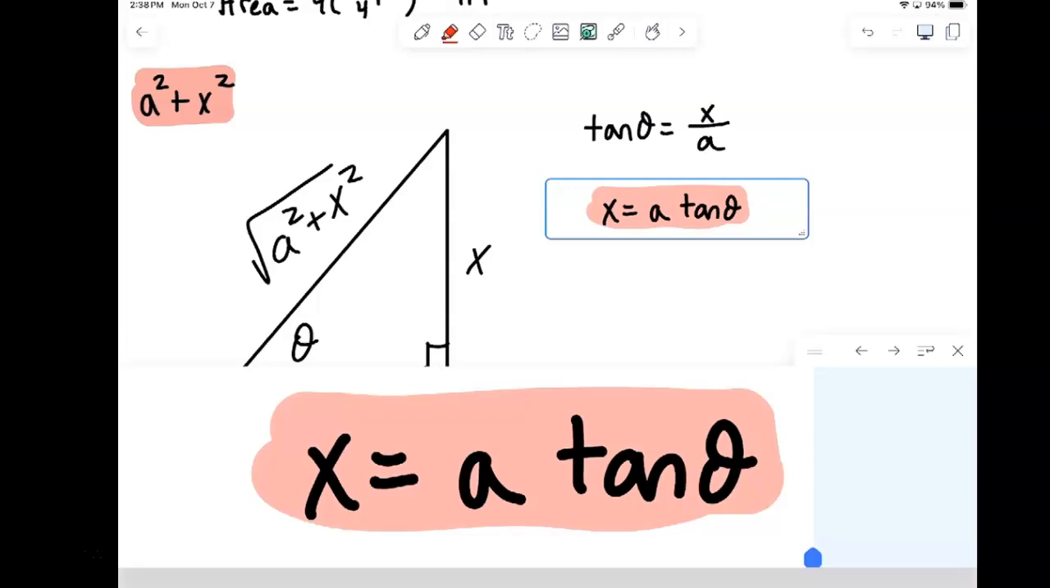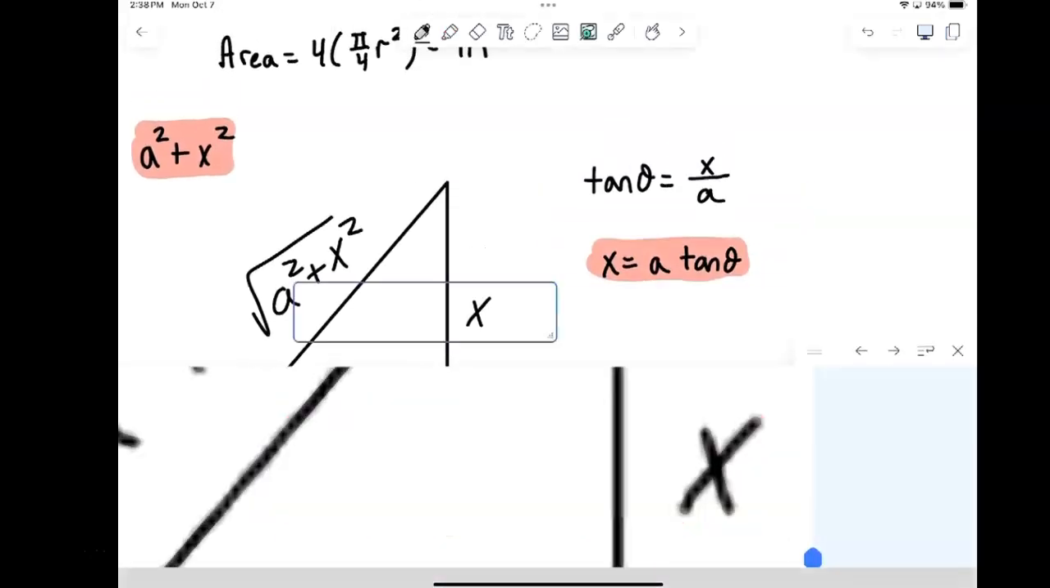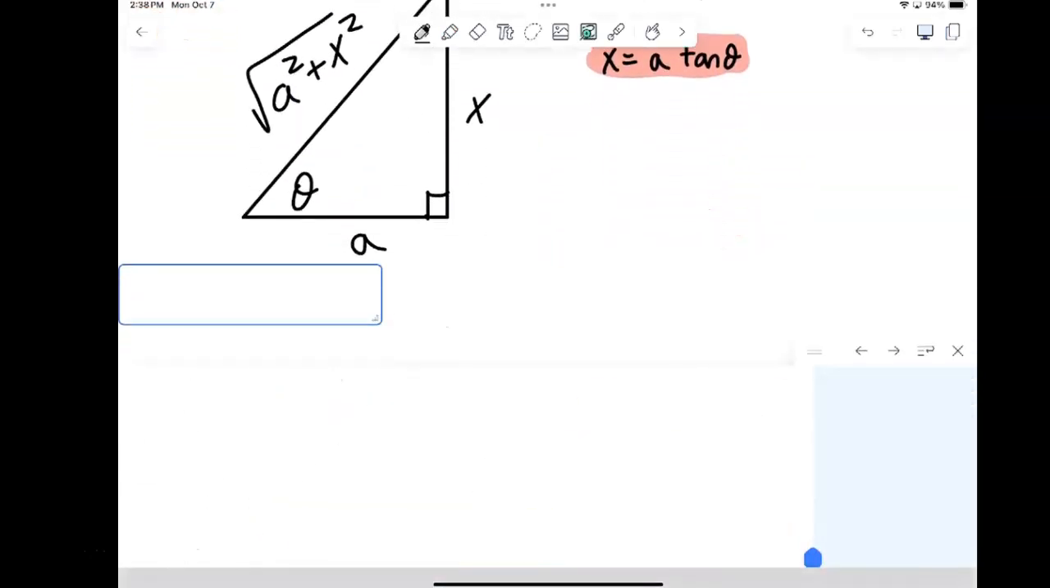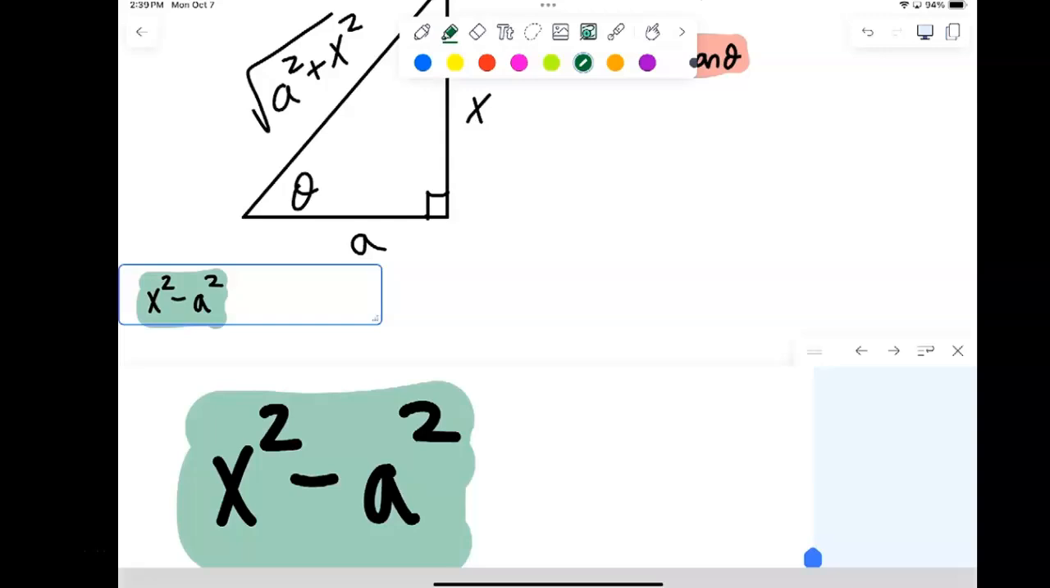Okay. And then the final one that we're going to look at is where we have x squared minus something. So we already did a squared minus x squared. That's when we brought the sine into play. Now we're going to look at x squared minus a squared.